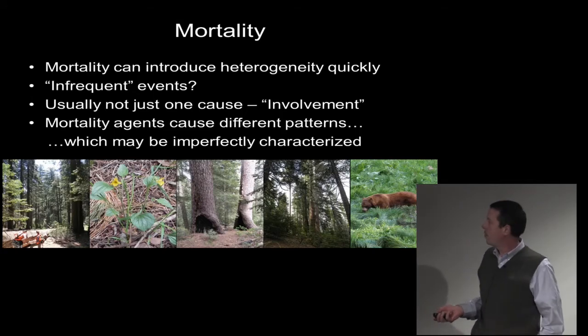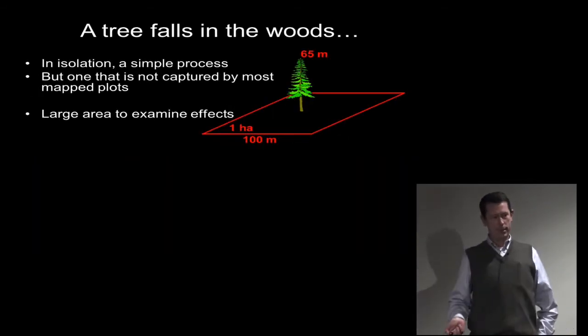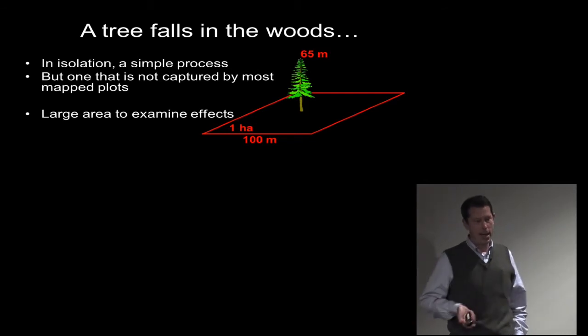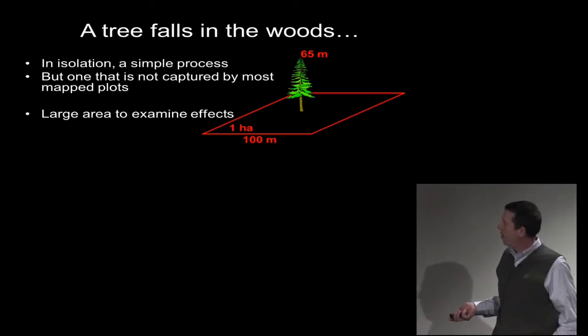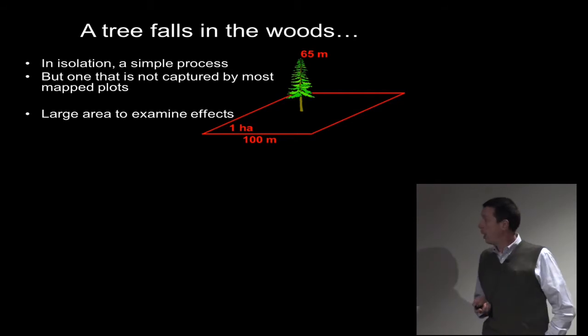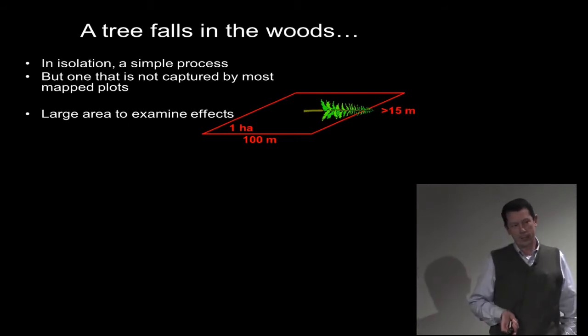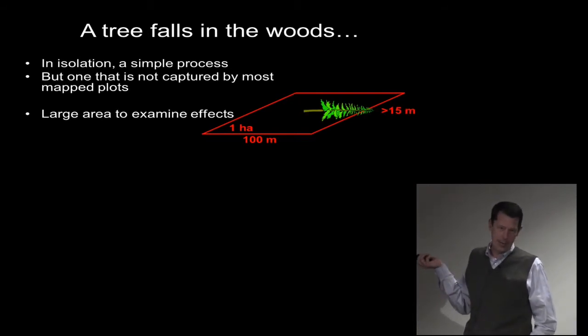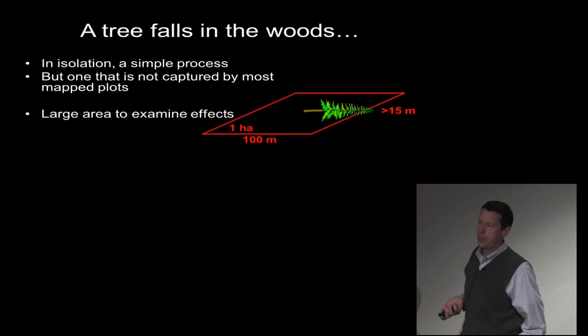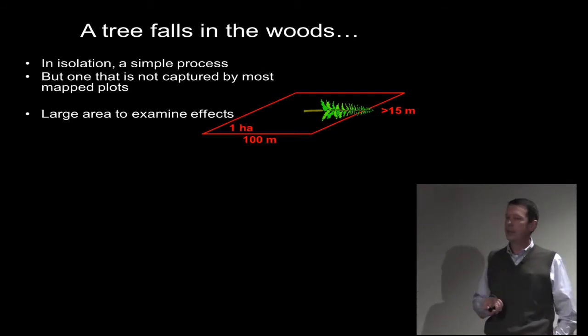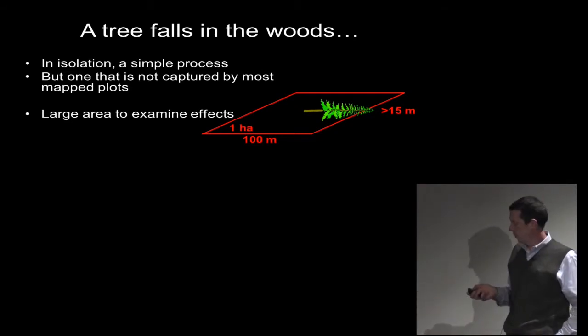So here's a little example. A tree falls in the woods. You cannot get a mortality process more simple than that. And here I'm showing a tree from one of those plots in a typical 1 hectare monitoring plot. A lot of people have those. But if it falls, best case, a lot of the tree is outside of a typical 1 hectare plot. So that's clearly not enough to examine all of the effects.